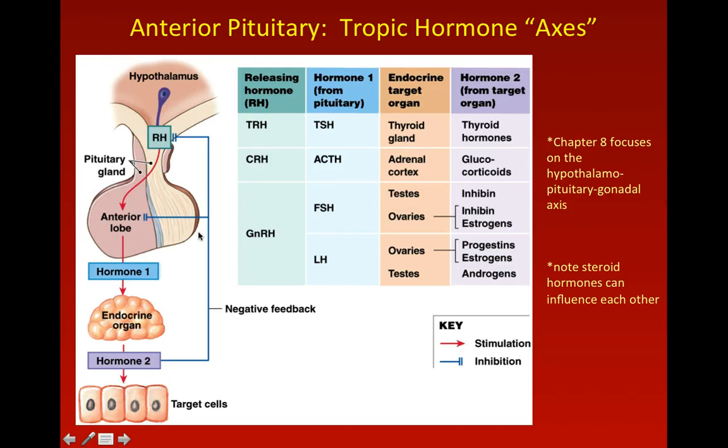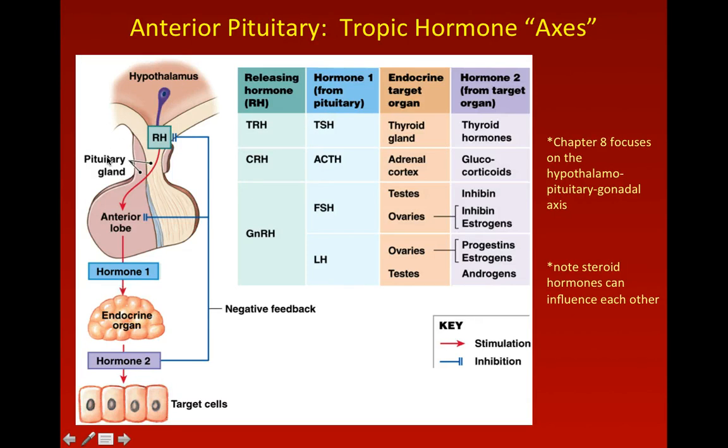So here's a little table to show you how this is all related. These are referred to as tropic hormone axes. This column shows you the releasing hormone that's released by the hypothalamus, and then what tropic hormone it triggers the release of from the pituitary, coded in blue here, and then what endocrine organ is targeted by that tropic hormone from the anterior pituitary, and then what hormone is released from that target organ to actually have an effect on the body.